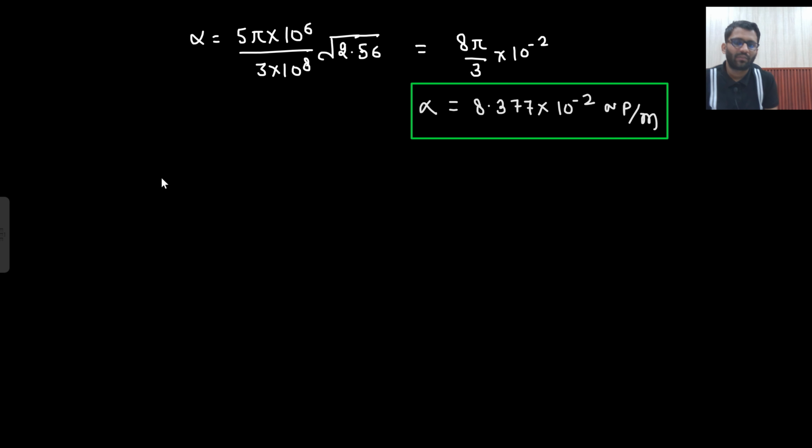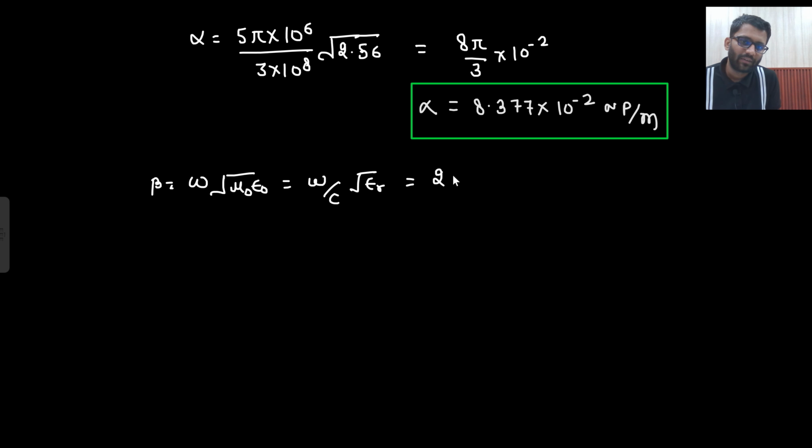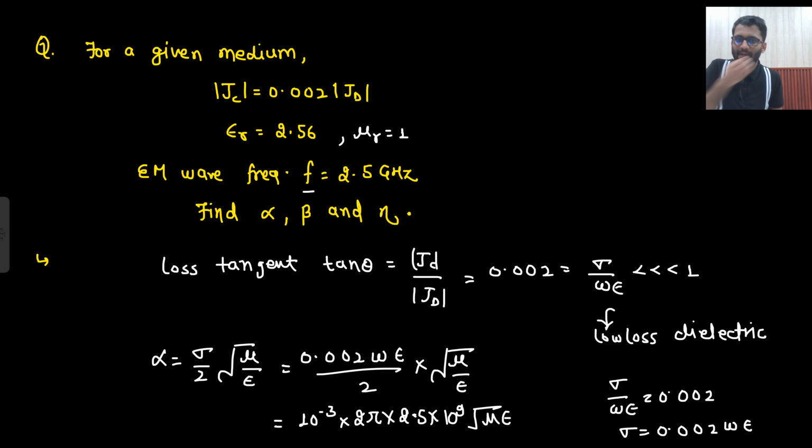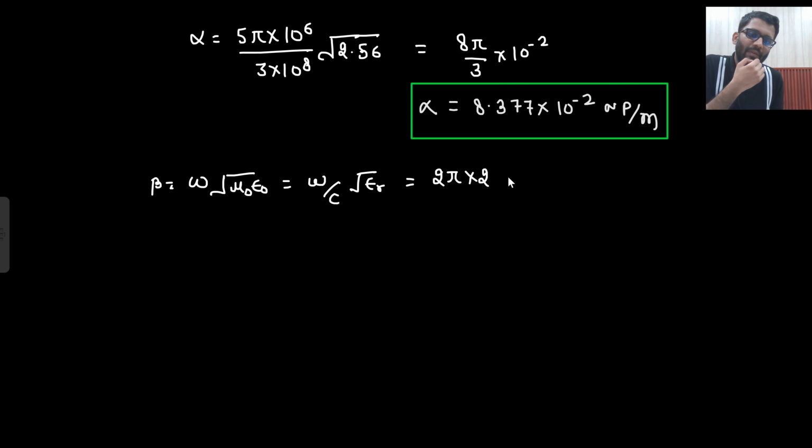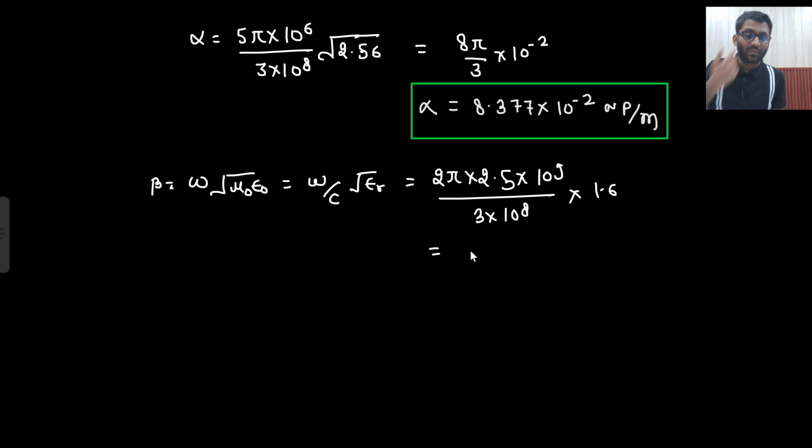Beta, very easily I can write down. What is your beta? Omega by c under root epsilon r. The same expression which I used for lossless, I can use here as well. The expression actually is omega under root mu naught epsilon naught, so omega by c under root epsilon r. So omega will be 2 pi into 2.5 into 10 to the power 9 divided by 3 into 10 to the power 8, and under root epsilon r is 1.6. Okay.